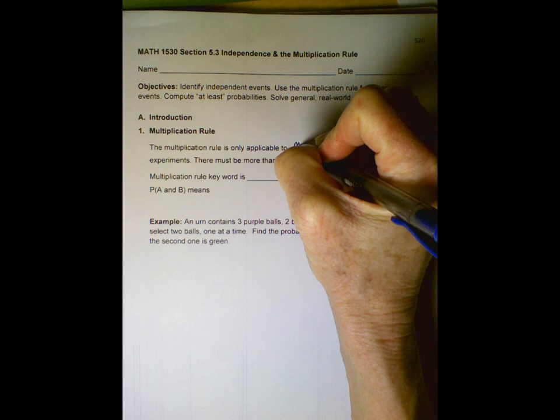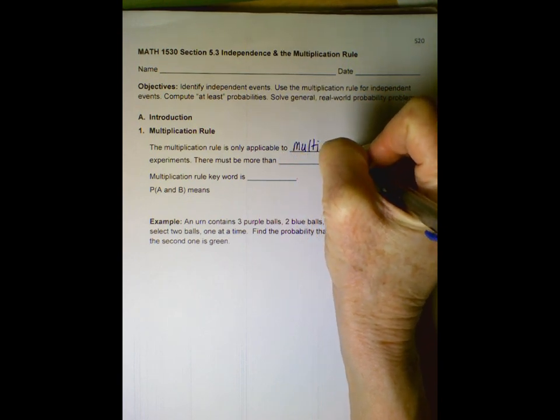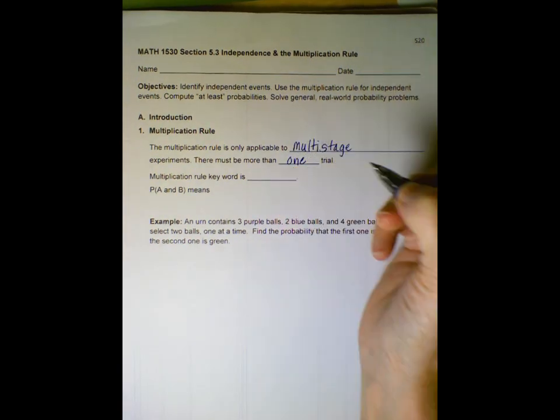So in our introduction, we're going to first talk about the multiplication rule. Remember last time it was the addition rule. This time it's the multiplication rule. And it is only applicable to multi-stage experiments. There must be more than one trial.